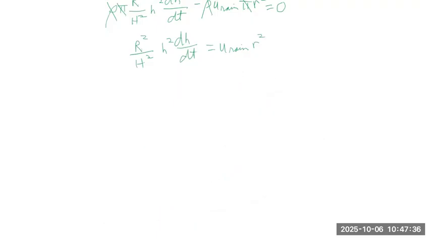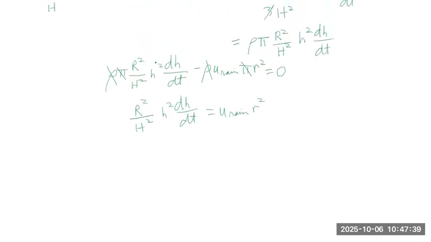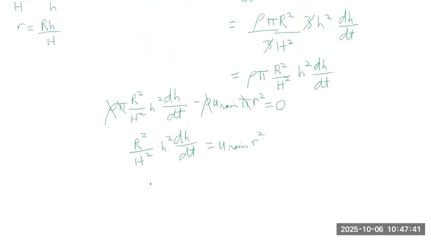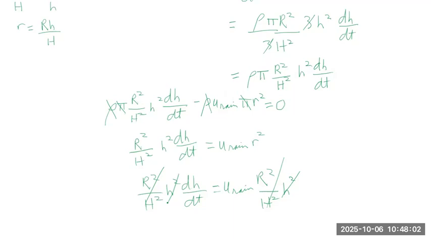Okay, r squared over h squared times h squared dh over dt is equal to u rain times r squared over h squared times h squared. So actually, all these terms cancel out. Well, is it true? Wait, I'm confused.